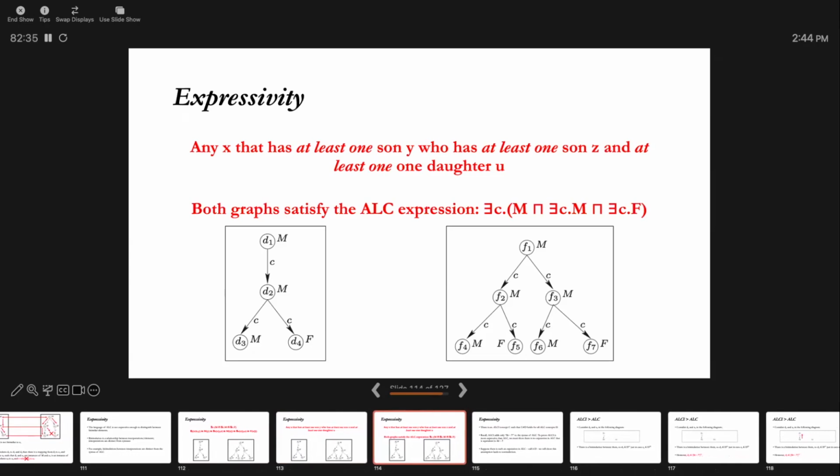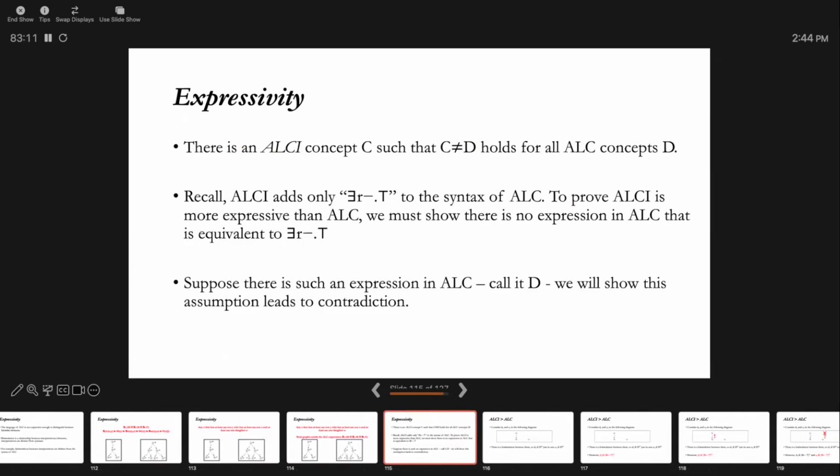Now, here's the thing. Both graphs satisfy the ALC expression. I've written it here just using ALC-like notation. Both of these graphs will satisfy that. ALC syntax can't distinguish these graphs. ALC can't distinguish bisimilar graphs. It's not expressive enough to say that's one interpretation, that's a separate interpretation. As far as ALC is concerned, they're the same interpretation. Here's how you show this.